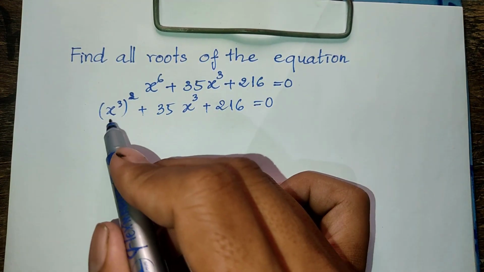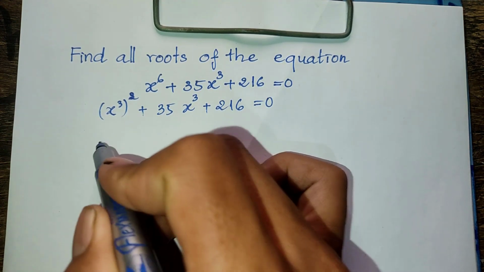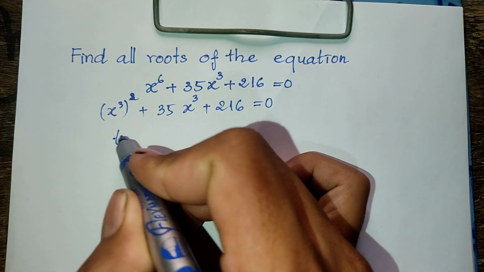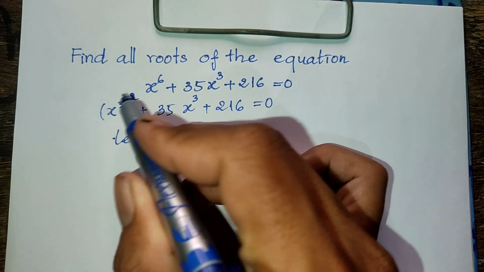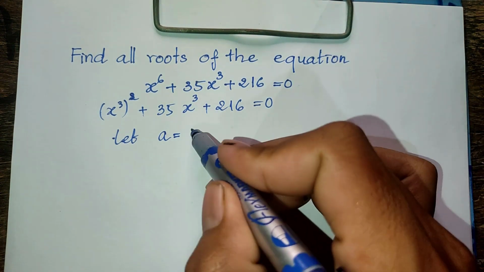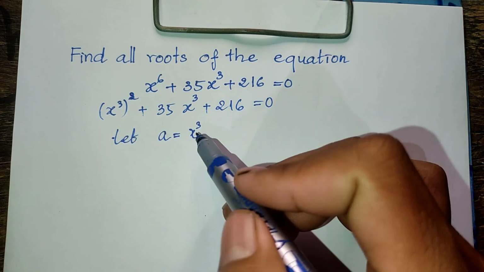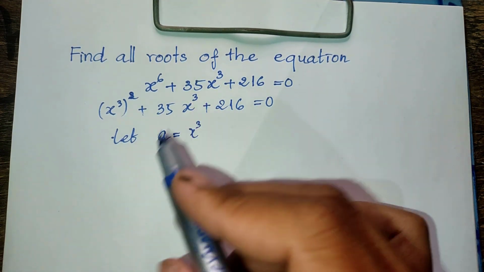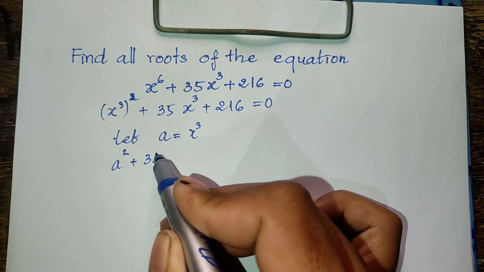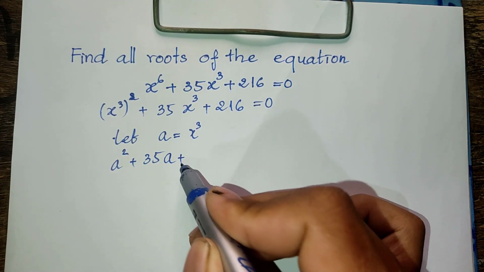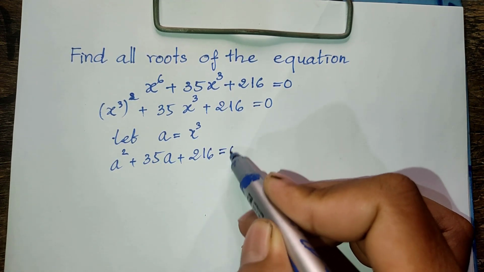And now, let a equal h to the power 3. Now we get this new equation: a squared plus 35a plus 216 equals 0.